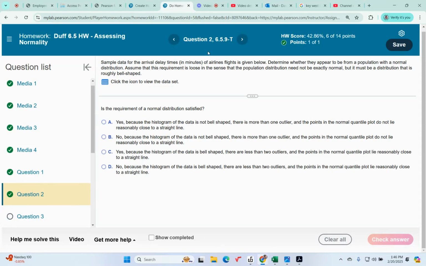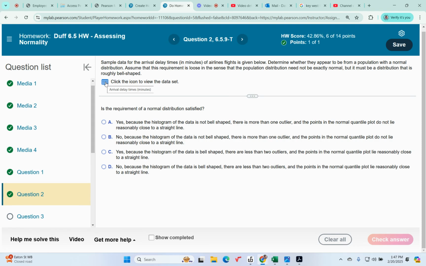All right, so let's take a look at question 2 from 6.5 section on assessing normality. Just a couple of things. A big part of statistics is data analysis and being able to view the data and organize it and things like that. So this isn't a particularly challenging problem, but it does kind of point to some things that a statistician would do.